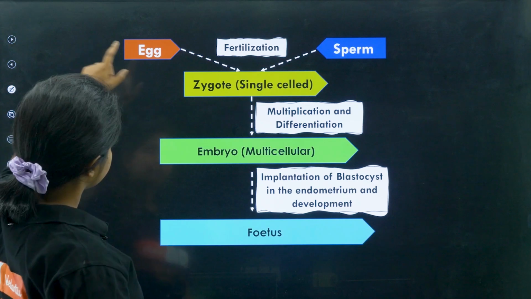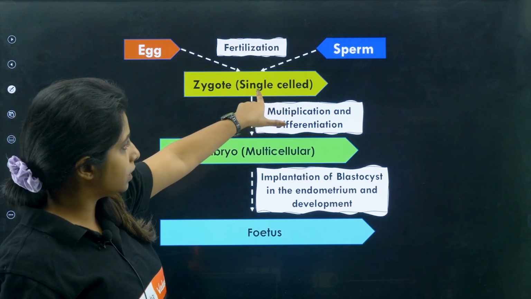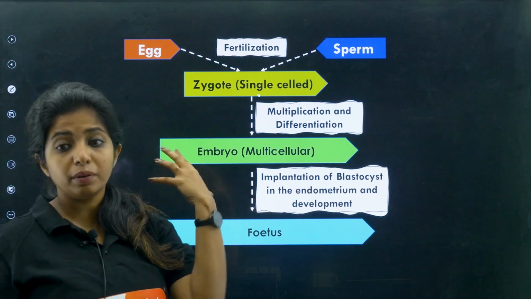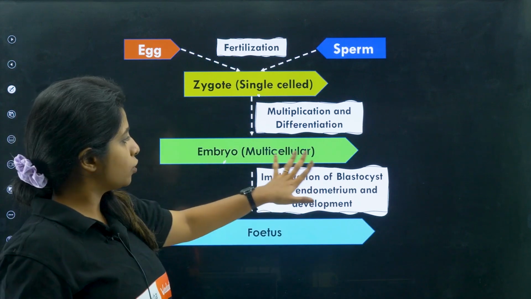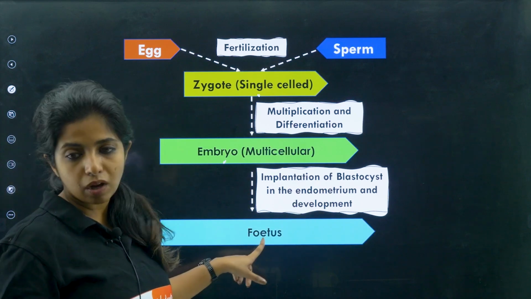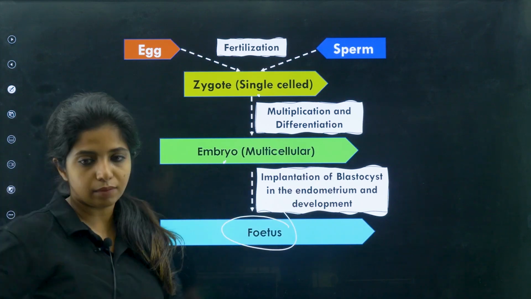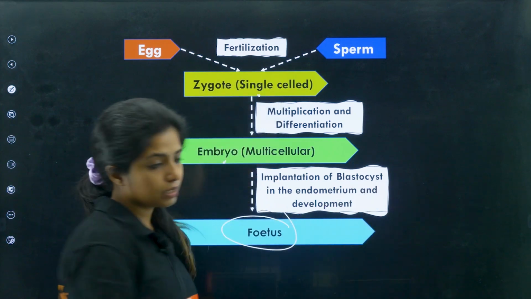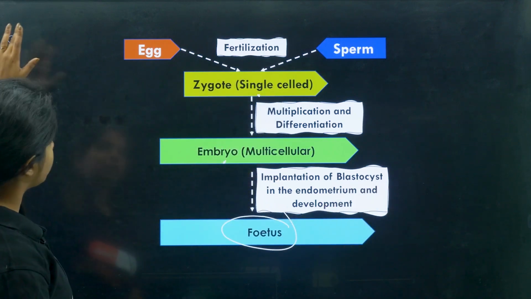Okay, so egg, sperm, zygote, single cell, multiplication and differentiation, as in all the cells will have different functions. That is what you mean by differentiation. Now you form the embryo. The embryo is multicellular. Embryo, implantation of the blastocyst in the endometrium and development. Now it becomes a fetus, and the fetus lastly moves out of the body. Blastocyst is a stage of embryonic development. You have different stages of embryonic development.